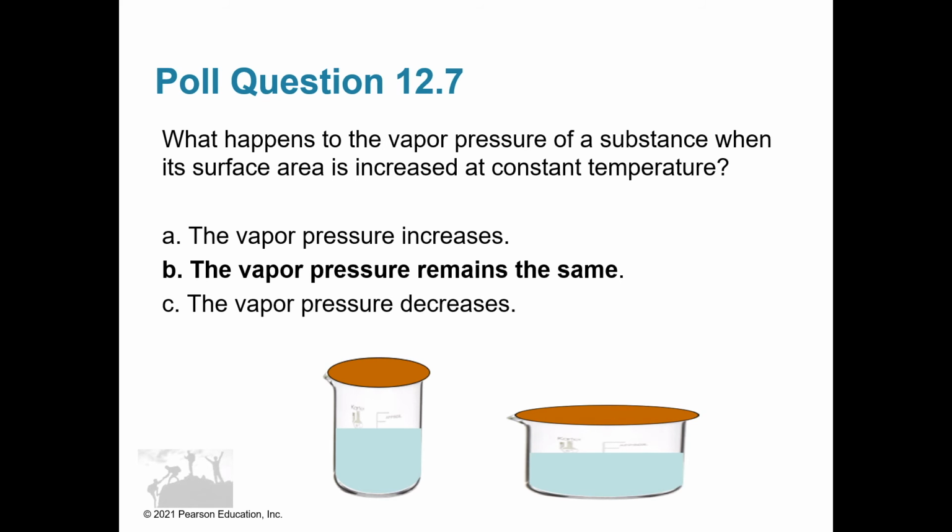The answer here is B, the vapor pressure remains the same. So if we have a beaker that has a larger diameter, then the rates of vaporization and condensation would be higher compared to what we find here in the beaker with the smaller diameter. But these rates have nothing to do with vapor pressure.